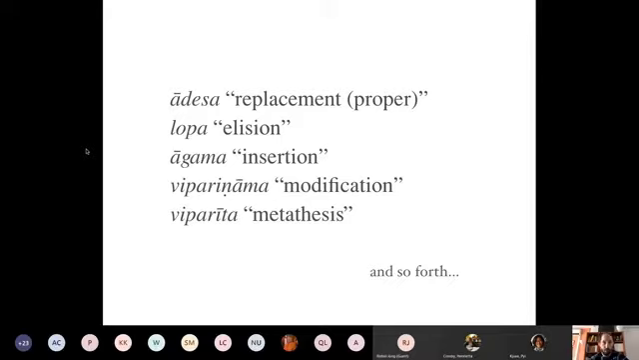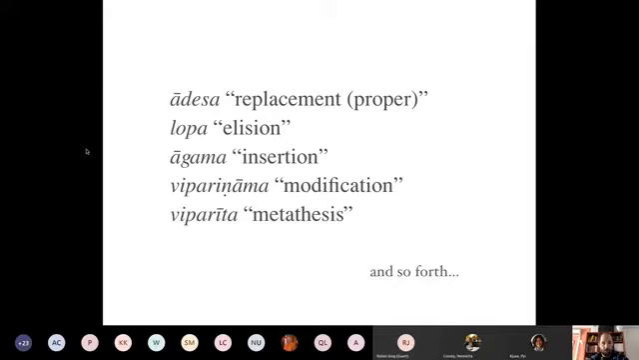But there's another type called lopa that literally means elision, that means deleting something. But this can also be counted as an adesa, because what you are really doing in grammar is replacing something with zero, with nothing. But this nothing is something. It's like a zero in mathematics. It is there, it occupies a position as zero value.